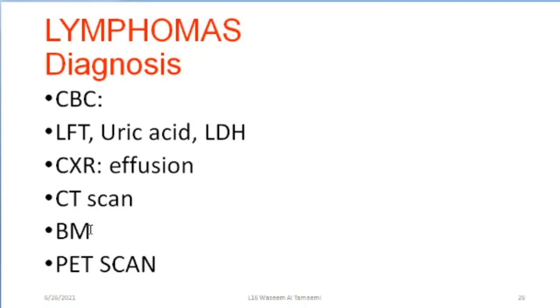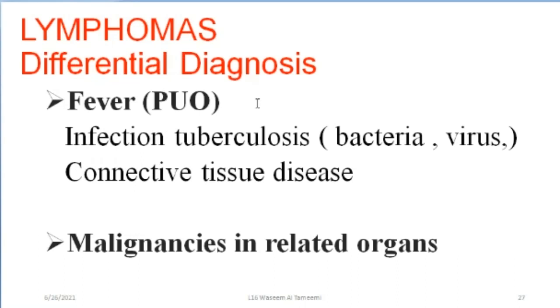Bone marrow aspirate and biopsy I need for staging, because in some cases it can extend to the bone marrow, so I need it for diagnosis and for staging. Differential diagnosis: it should be included in any differential diagnosis of pyrexia of unknown origin. It may come as fever or lymph node, so it may enter the differential diagnosis of tuberculosis. Since it causes fever, weight loss, night sweating, and lymphadenopathy, it enters the differential diagnosis of connective tissue disease, for example SLE, polymyalgia rheumatica, or rheumatoid arthritis.